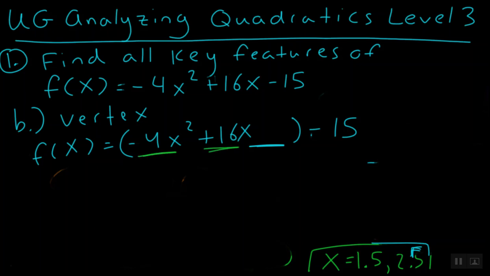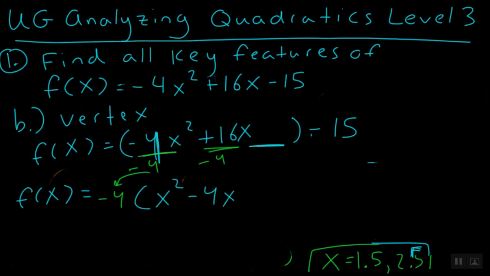I also know that I always want my a value to equal 1. So how do I get my a value to equal 1? Well, I simply factor out whatever the a value is. In this case, it's negative 4. So I can write f of x equals, and we have our negative 4, which just got factored out. And negative 4 divided by negative 4 gives me 1x squared. And 16 divided by negative 4 gives me negative 4x. And I leave a space and I write my parentheses minus 15.